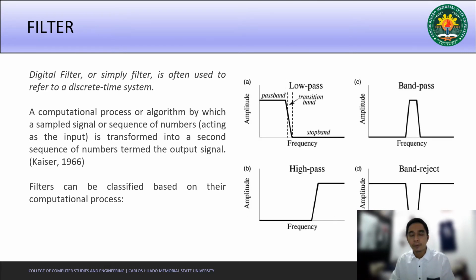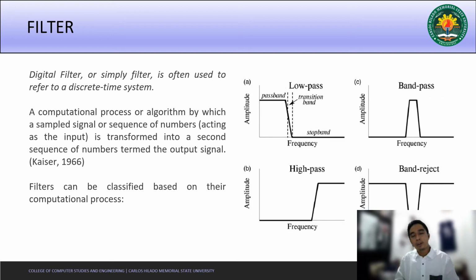So before we move forward with the Fourier analysis, we will first discuss filters. So what is a filter? A filter is often used on a discrete time sequence because it is the computational process or algorithm by which the sampled signal or sequence of numbers is transformed into a second sequence of numbers, termed the output signal. So filters can be classified based on their computational process.